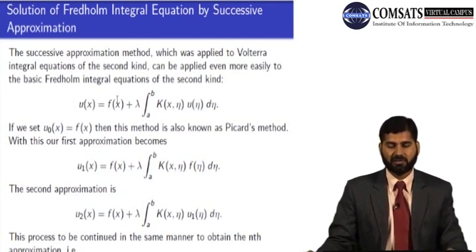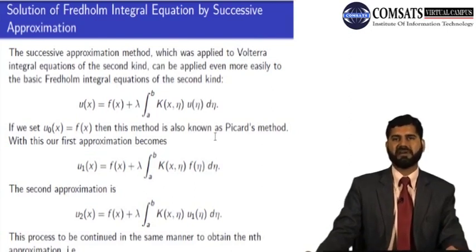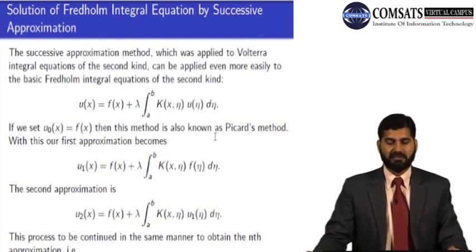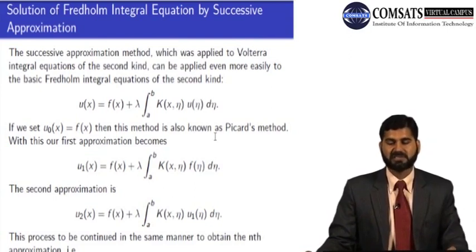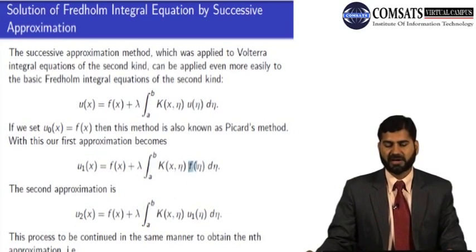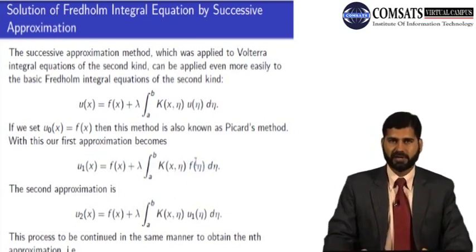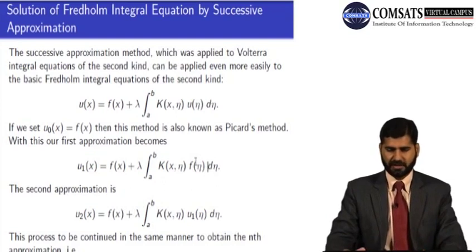So if you write the Fredholm integral equation, what is the difference? The difference is that the limits of integration are from a to b. If we set u naught x equal to f of x, then this method is also known as Picard's method. Again, if the first approximation is f of x, we call it Picard's method. With this, the first approximation becomes u1 of x equals f x plus lambda integral from a to b of k x eta f eta d eta, because the first u naught is f. I replaced u naught by f of eta.